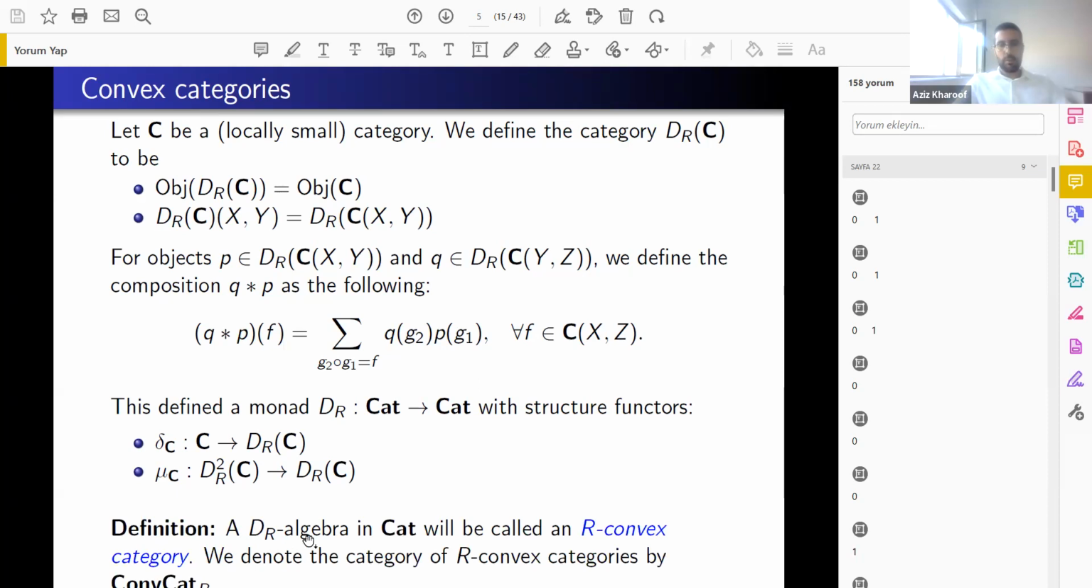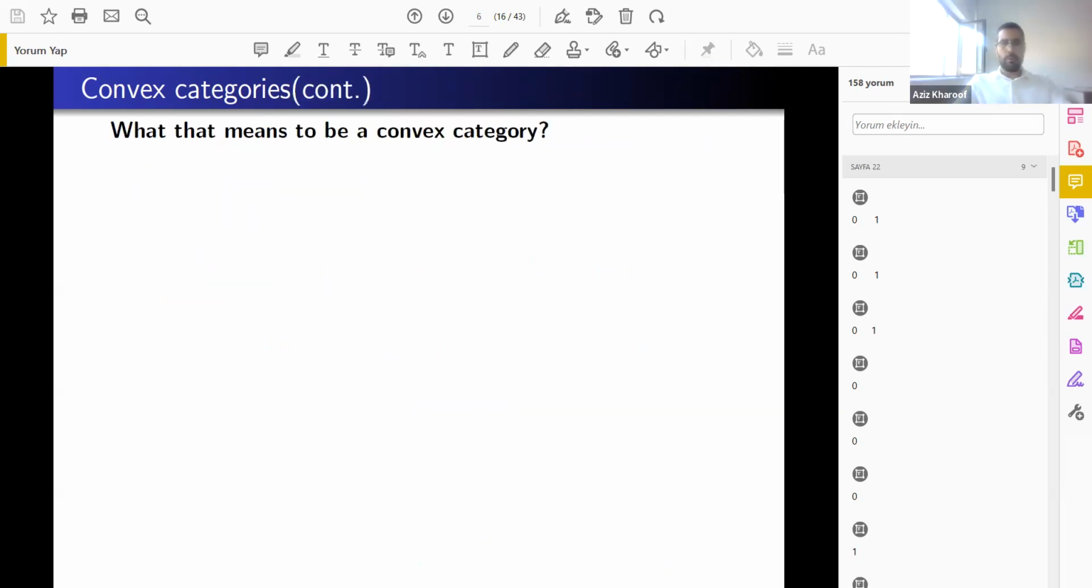So this is the definition: a DR algebra in categories we call an R convex category, and here is the notation we will use. I think you see this, right? Conv cat R. Okay, sorry. Let's continue. This is what we call the R convex category, but now let's understand what it means to be a convex category.